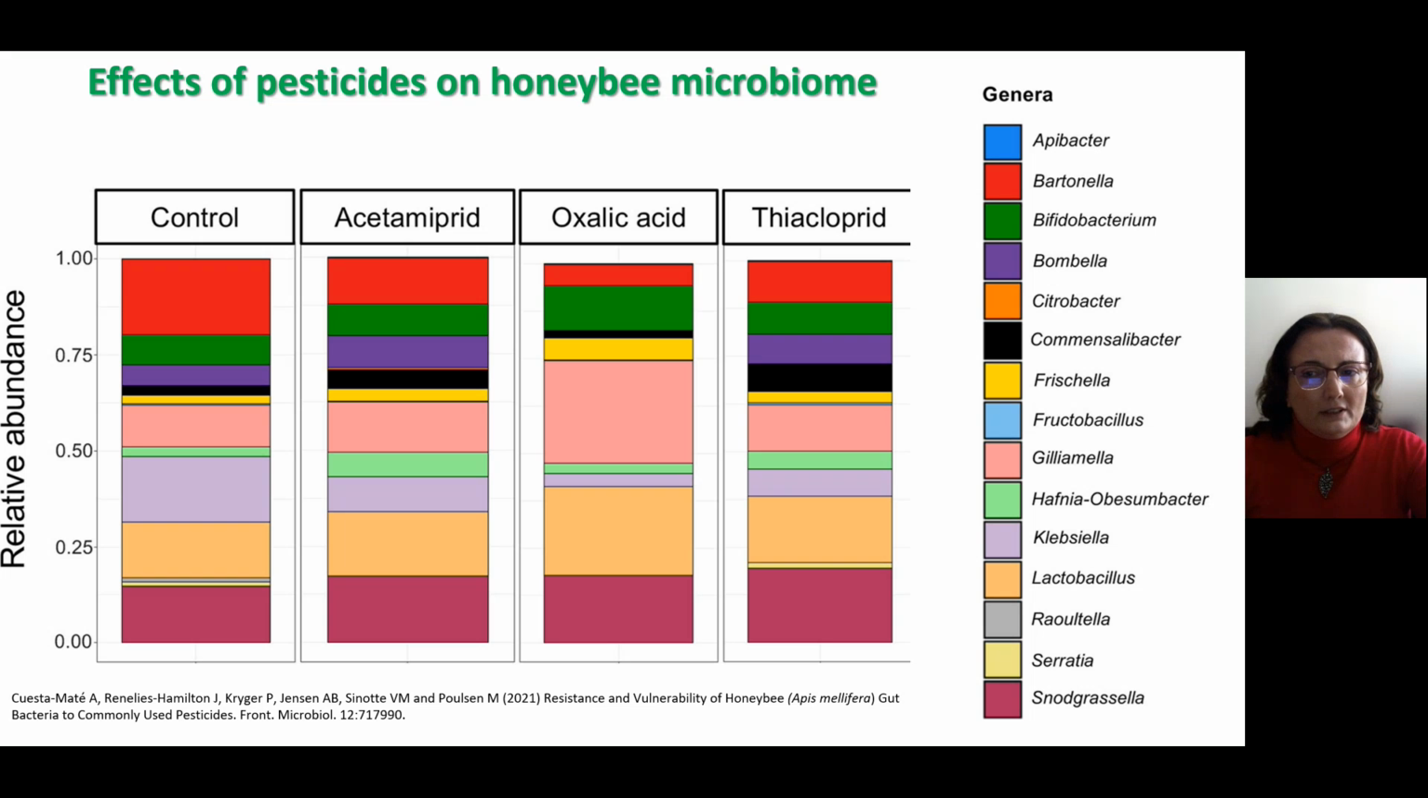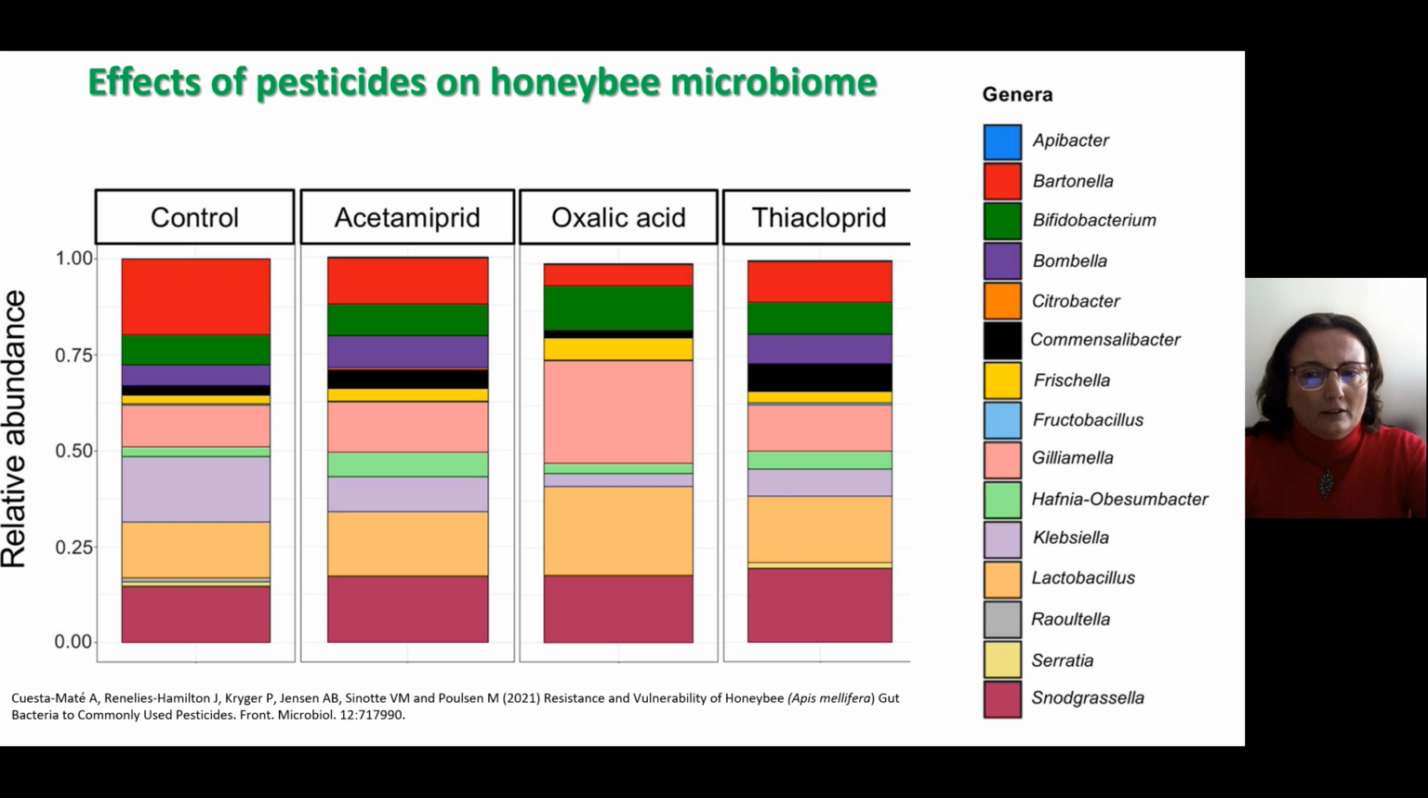The research presents the results of a study on the effects of pesticides such as acetamiprid, thiacloprid, and oxalic acid on the microbiota of the digestive tract of honeybees. For all three compounds, changes were observed in the proportions and numbers of each genus of bacteria compared to the control sample. The most significant changes in the pattern of the microbiota were caused by oxalic acid. It significantly reduced the levels of Bartonella, Klebsiella, and Bombella species.